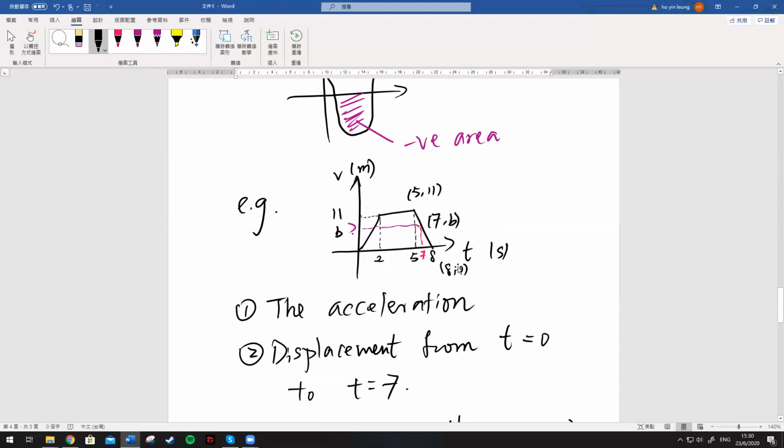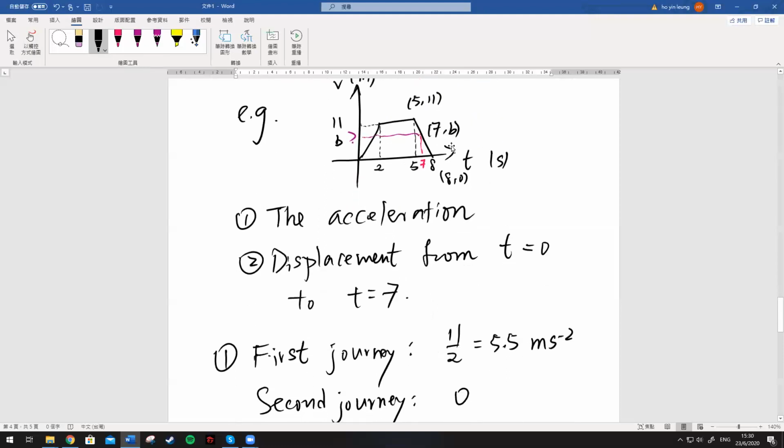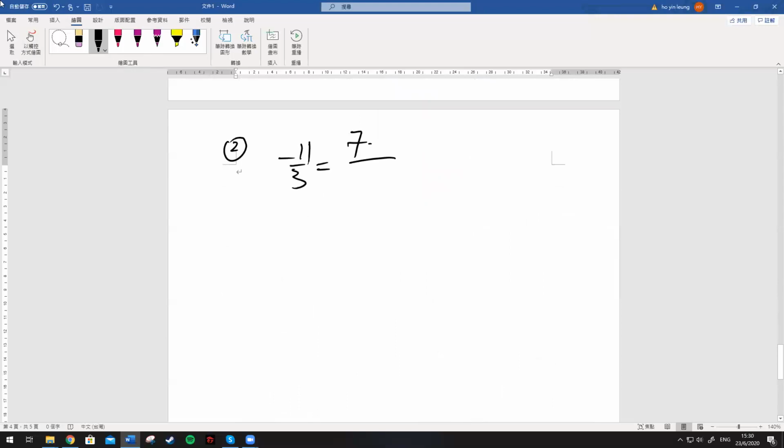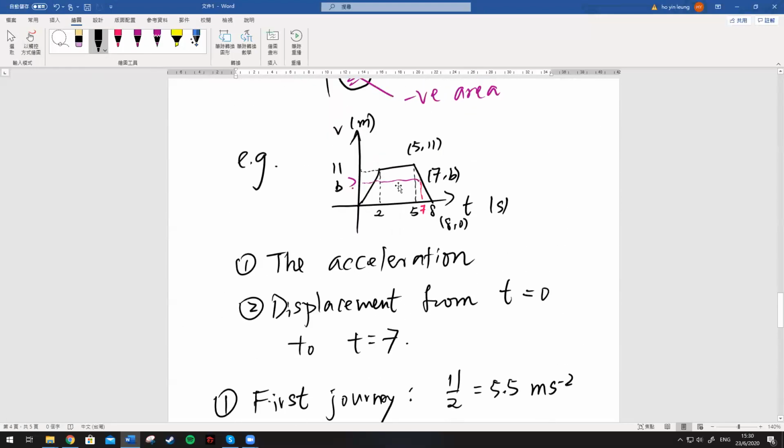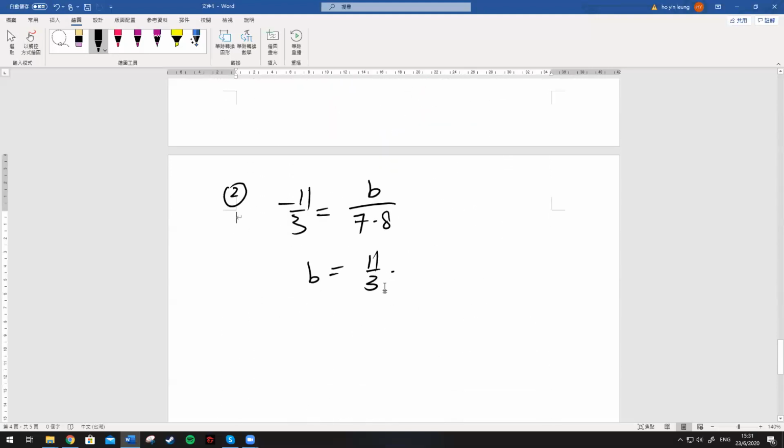Because like you said, the acceleration was constant, right? So b should just be 11 over 3. Yeah, you can say so, because if I look at it from the point of view of gradient, it's just like this. So b is 11 over 3. Now we have found this height here, so we can find the area of this triangle and this trapezium, and then we do the subtraction.